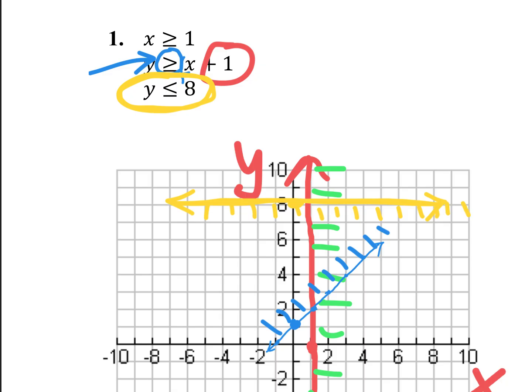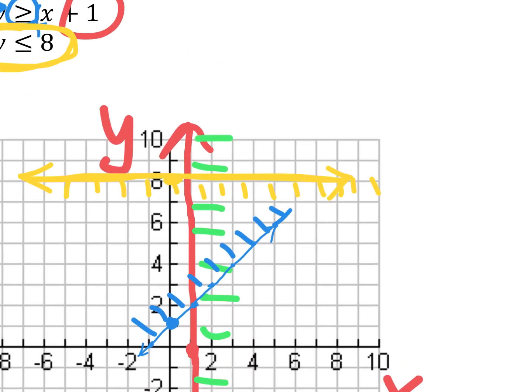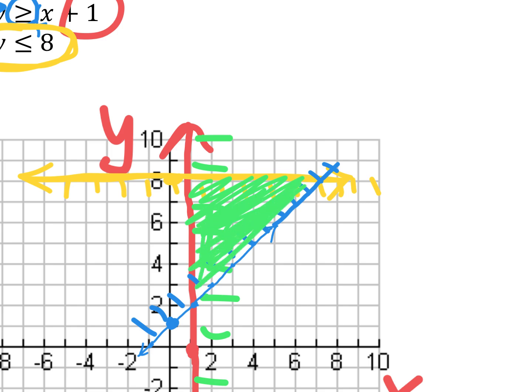Now I'm regretting not extending this line a little further, so I just will. That's not that hard. And I bet you can all see that's where you shade at the end. That's called the feasible region. It's shaded in the right directions for all the lines.